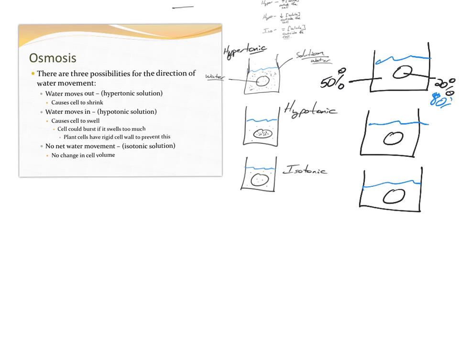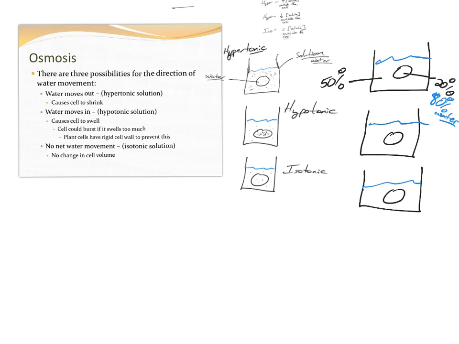There's only 2 things, water and the solute, right? So if it's 20% solute, what's the other percent? 80% water. It has to equal 100, doesn't it? We're all okay with that?